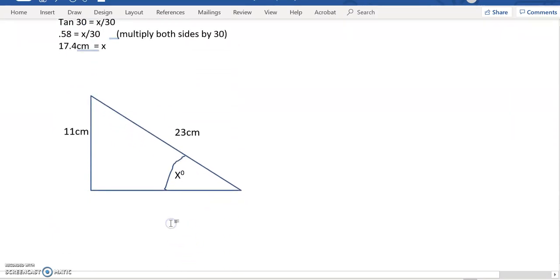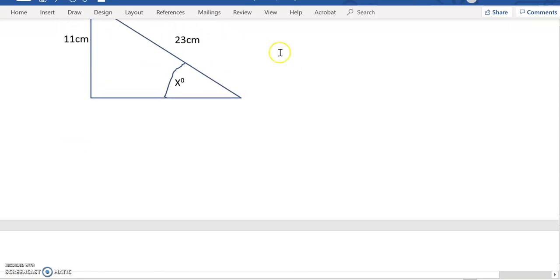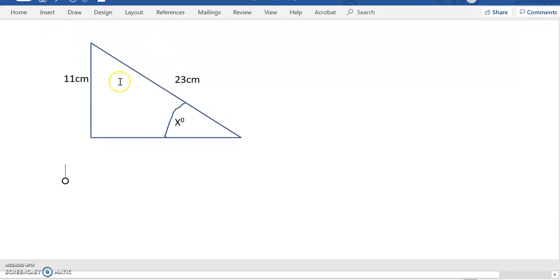The last one we've got here is a question where we don't know what the angle is. So let's go through our rules again. Sine is opposite over hypotenuse. Cos is adjacent over hypotenuse. Tan is opposite over adjacent.